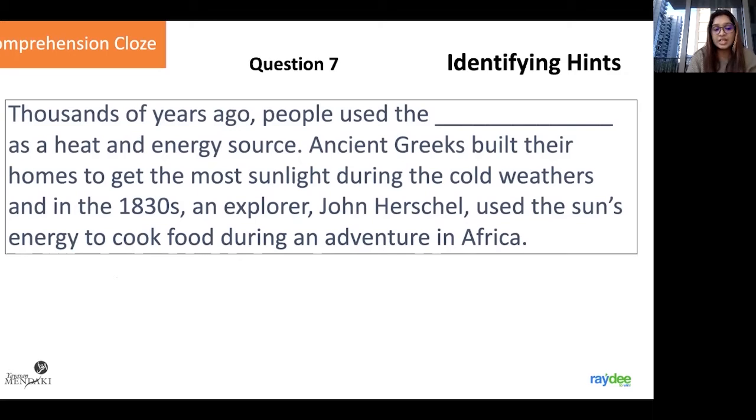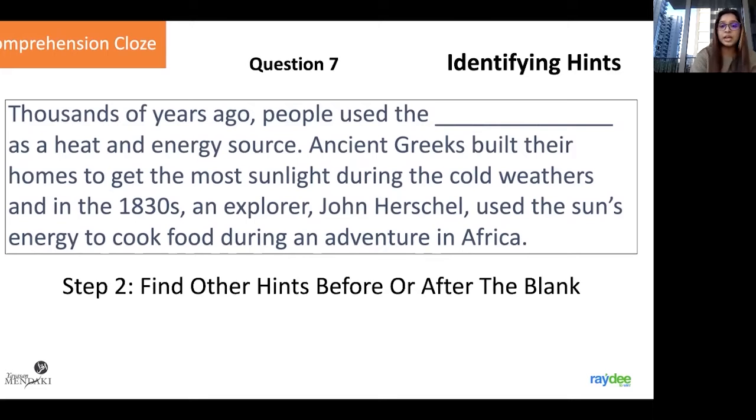And in the 1830s, an explorer, John Herschel, used the sun's energy to cook food during an adventure in Africa. So now this extract is very different from our other extracts because we are going to apply step 2 over here, which is to find other clues before or after the blank. Okay, so here your hints would be sunlight and sun's energy.